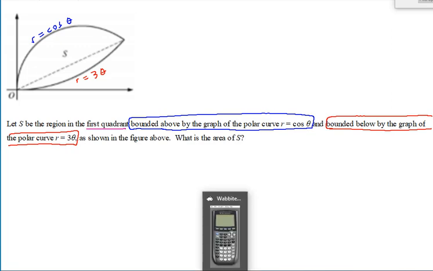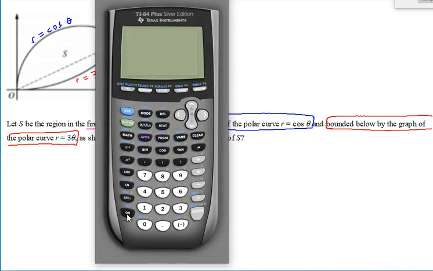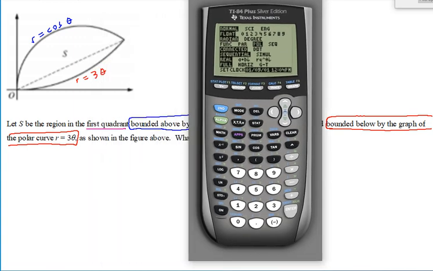We put those in here. So on this one, oh, sorry, put in polar mode first. So go mode, polar for polar, and then y equals r1. You can type in cosine theta, r2, 3 theta, and then window size.